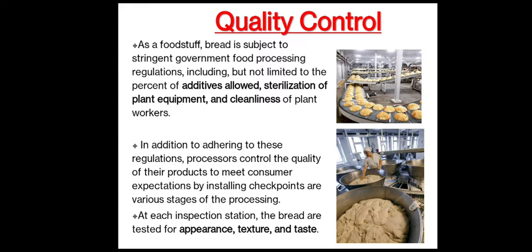In addition to adhering to these regulations, producers control the quality of their products to meet consumer expectations by installing checkpoints at various stages of food processing. At each inspection station, the bread is tested for appearance, texture, and taste.